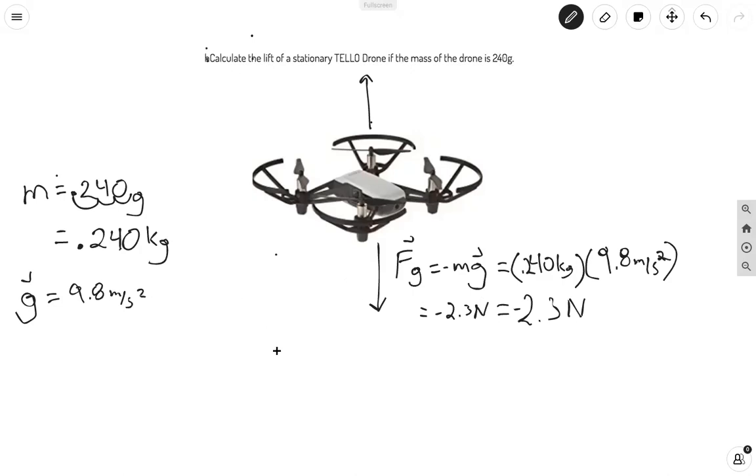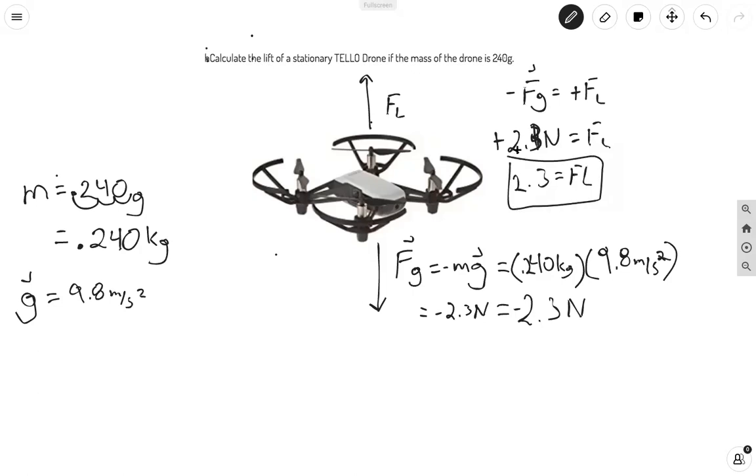And we said that Newton's third law says every action has an equal and opposite reaction. So if the opposite reaction of gravity is lift, they're going to be equal and opposite. So then I have the gravity equal to the opposite of the lift. Make this one negative. So the gravity is negative 2.3 newtons. The lift is going to be the positive version of that, 2.3 newtons. So the lift is 2.3.